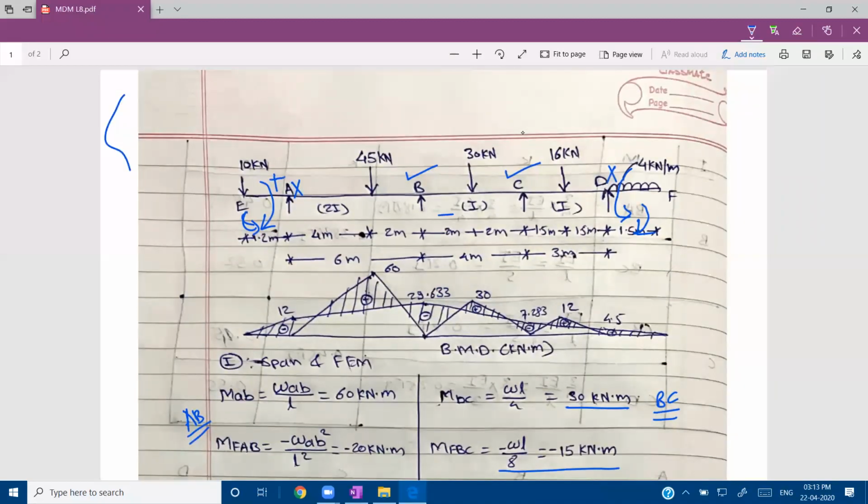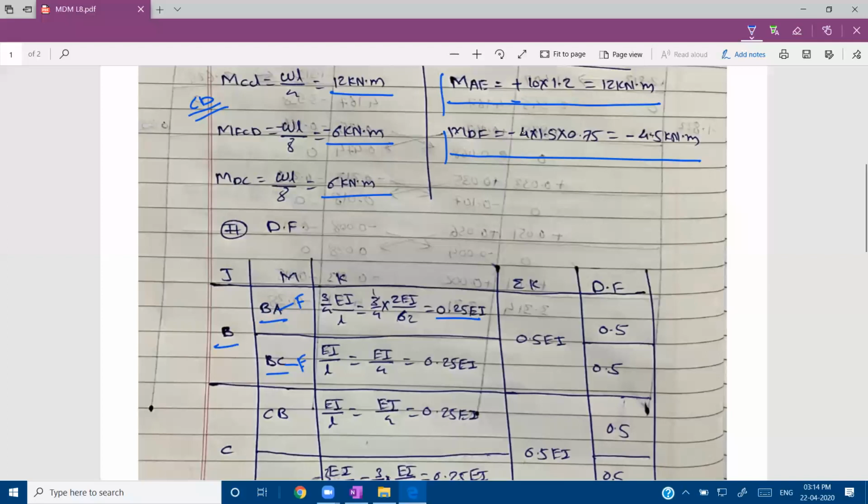Now at support B, if you observe C, it is an intermediate support. It is not an end support. Unlike in case of BA, A is the end simple support, whereas C is the intermediate simple support. And if the far support is intermediate support or a continuous support, then K value is going to be EI by L. So L is 4 here, EI for BC is given as 1I, so it is equal to 0.25 EI. If we take summation of K at joint B, it is going to be 0.5 EI, and distribution factor for BA will be 0.25 divided by 0.5, it is going to be 0.5, and for BC 0.25 divided by 0.5, again it will be 0.5.